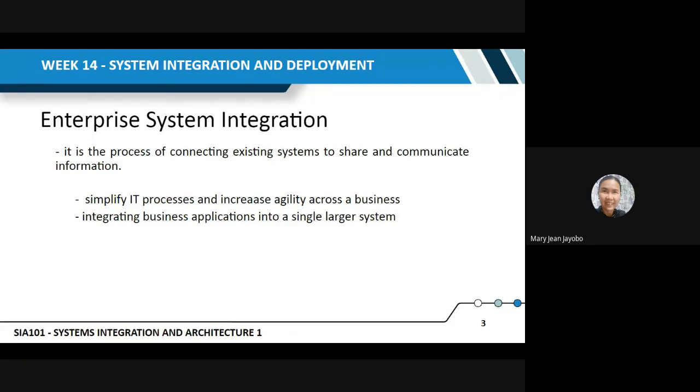But with the integration of the different systems, okay, much easier kasi you will just give the accounting access to the human resource attendance monitoring of the employees, then they can easily get the information that they need. So if the accounting or the finance department wants to know how much is the sales for today, they can easily know that, 'di ba?